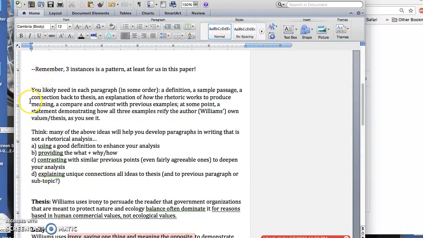Here is, in this paragraph here, a list of all the moves that you'll probably want to make inside of each paragraph. Again, to push your critical thinking, to push your analysis, to help you develop a paragraph and say a lot more about this rather than say too little about it. You'll likely need in each paragraph the following: a definition.